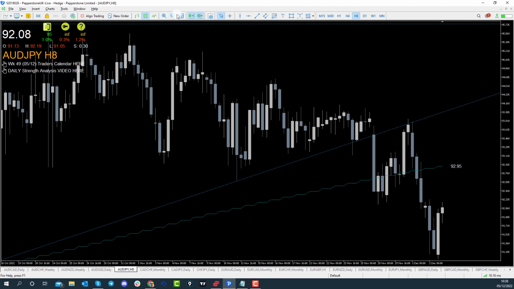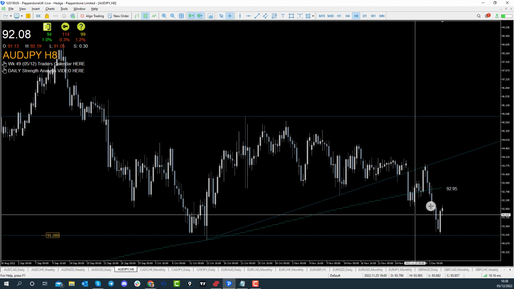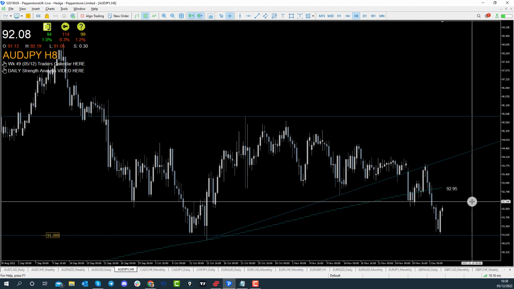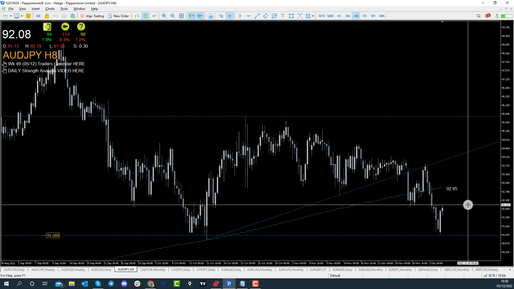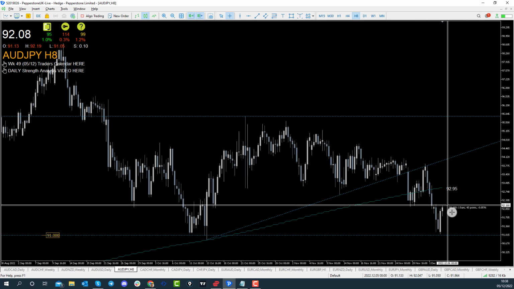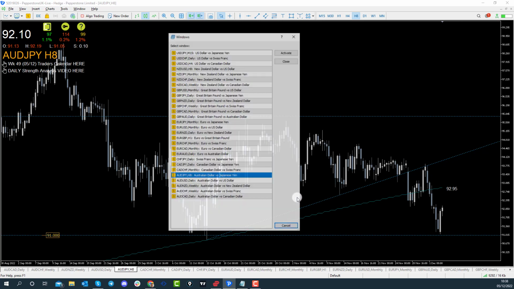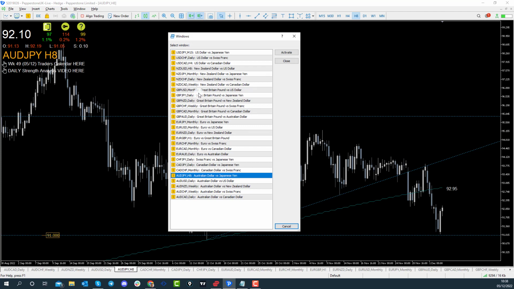The only thing we could probably say here is if we go to that 8-hour time frame, price is starting to come back into this key area of structure around about the 92.25 handle. So there is a potential maybe here that the Aussie yen may make a move a little bit earlier ahead of the other pairs of interest. So maybe that's something to consider in there.